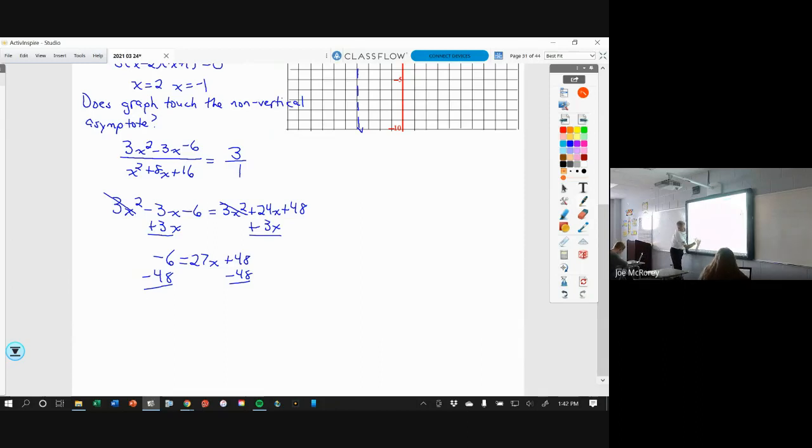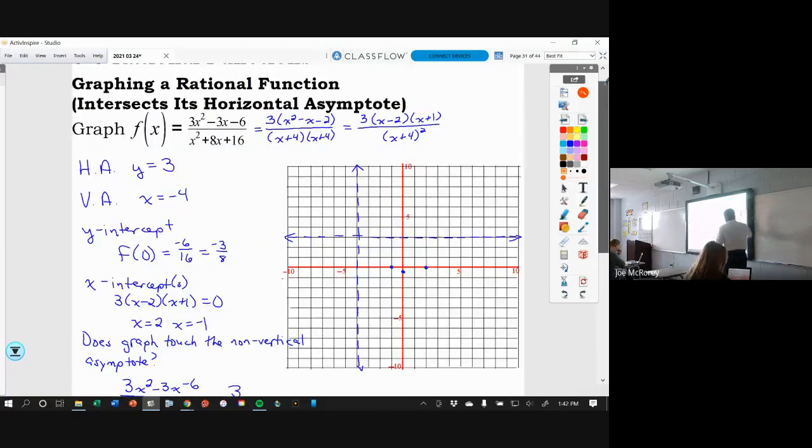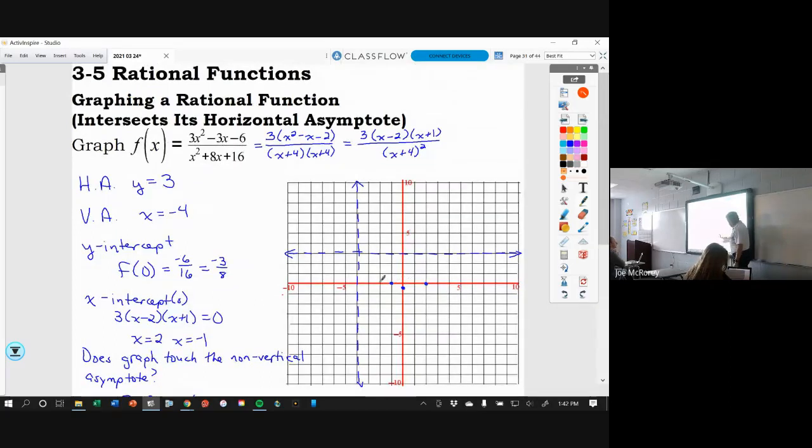Okay, so this is -54 equals 27x. What's x? Divide both sides by 27. x equals -2. Okay, what this tells me is this graph, when the x value is -2, it will touch the non-vertical asymptote. When x is -2, the horizontal asymptote is up here at 3. So the point (-2, 3) is actually on my graph.